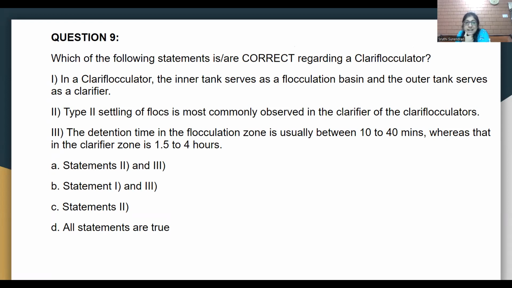In a clariflocculator, the inner tank serves as a flocculation basin and the outer tank serves as a clarifier. Type 2 settling of flocs is happening. Then detention time is usually between 10 to 40 minutes for the flocculation zone, whereas in the clarifier zone it is 1.5 to 4 hours. Which of the following statements are correct? Is it 2 and 3, 1 and 3, or statement 2, or are all the statements true?